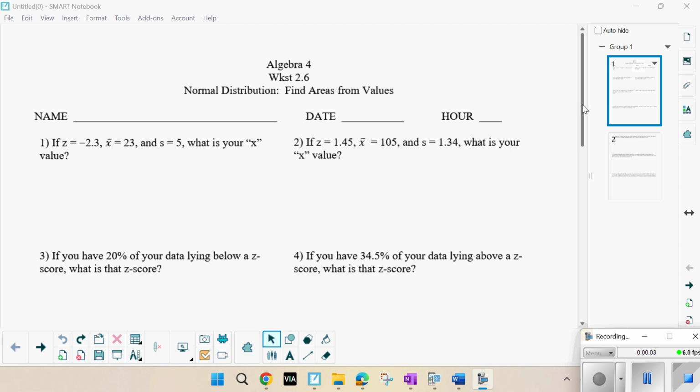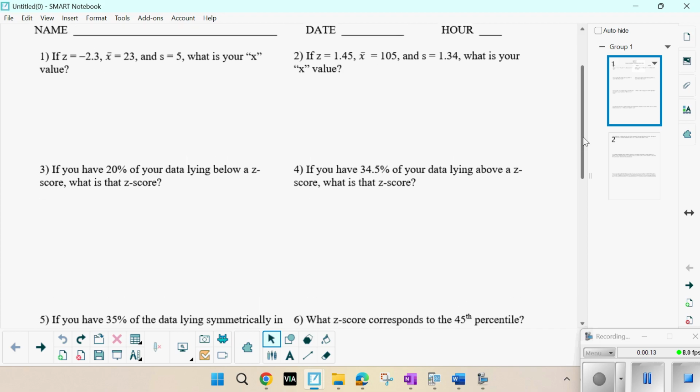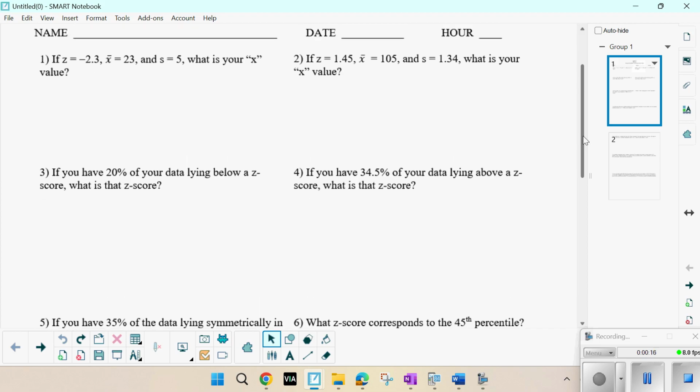On worksheet 2.6, we're finding the areas from values in our Intro to Stats class. I want to go ahead and look at number 4 real quick here. It says if you have 34.5% of your data lying above a z-score, what is that z-score? All right, well, let's just quickly get a sketch here so we can see what's going on. So if I'm doing a sketch, I'm going to steal some room from problem number 3 here.